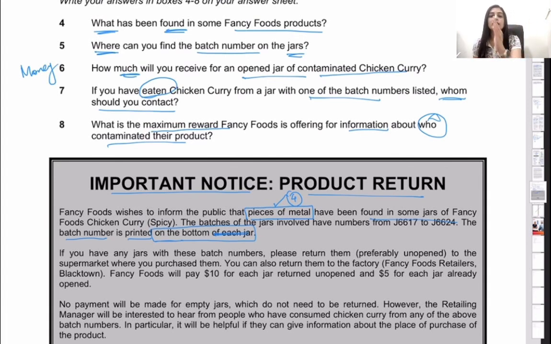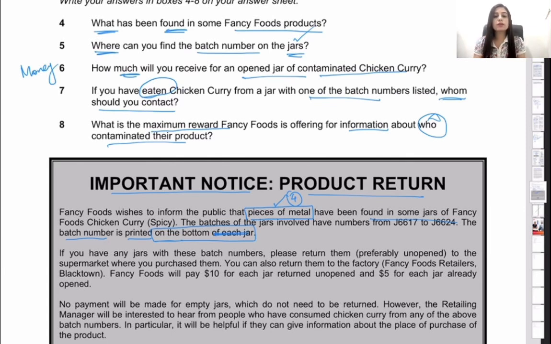So where can you find the batch number on the jars? On the bottom or the bottom, because the jars has already been mentioned here, so it's understood that the bottom would be of the jars itself. This is how you have to shrink your answer and adjust it according to the word limit.